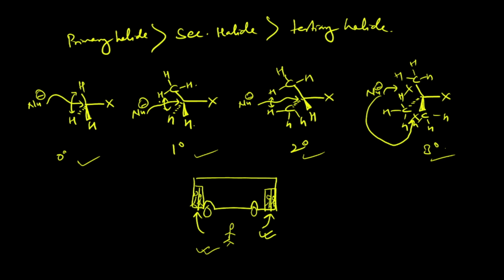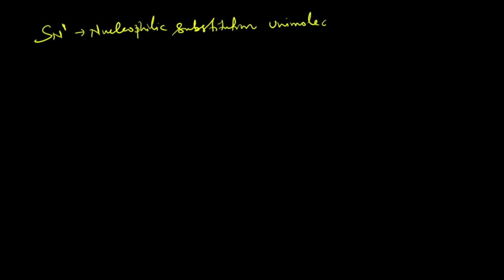Then second is your SN1. So what is SN1? It is nucleophilic substitution, unimolecular. See, unimolecular: only one molecule, or one substrate, is involved at a time. So by seeing SN1 only, we can conclude it will be first order kinetics.